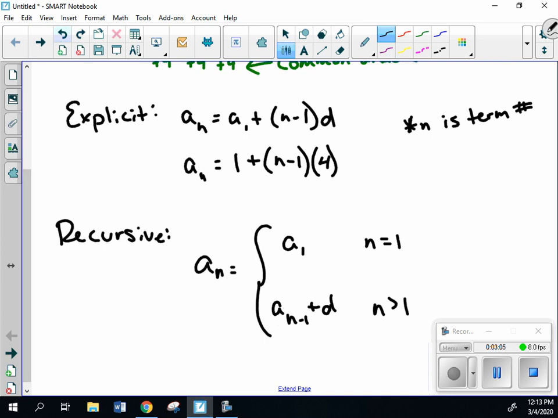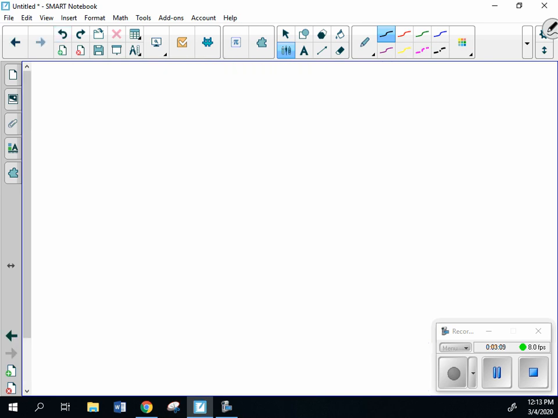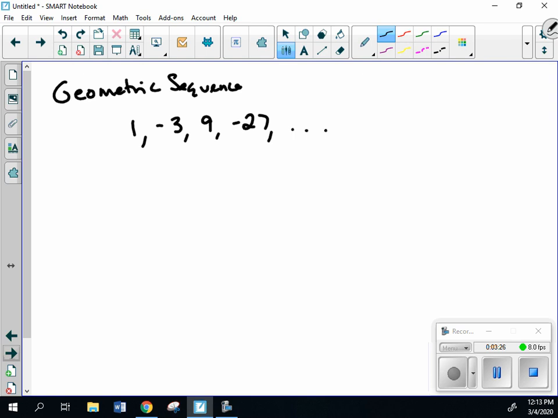Now, there's another type of sequence that we need to look at. If we're dealing with plus or minusing a common number in arithmetic, our geometric sequence is going to deal with multiplying or dividing by the same number. If I have 1, negative 3, positive 9, negative 27, dot, dot, dot. Okay, if I'm looking here, I can see I am multiplying by negative 3 each time.